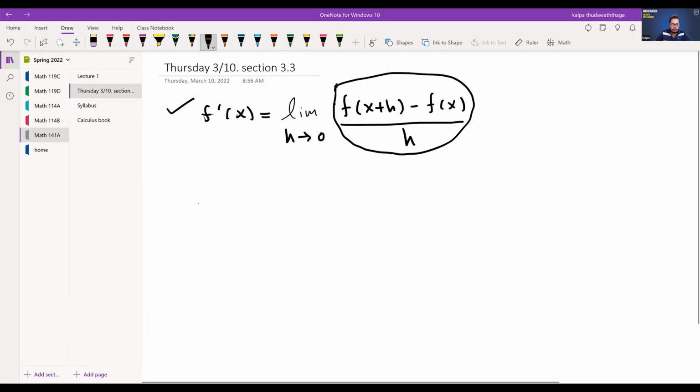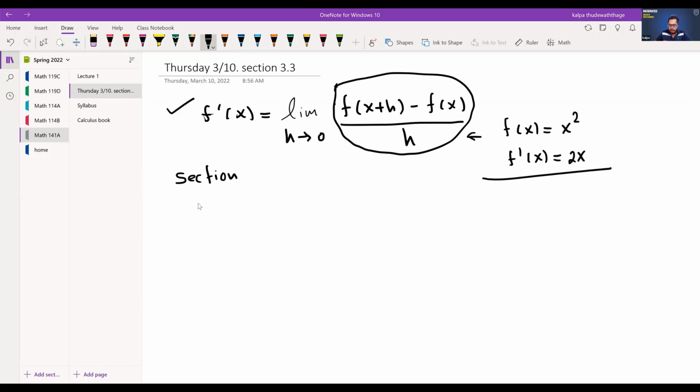That's what we learned first, and then we started section 3.3. Here we discussed how to get the derivative of x to the power 2, which, you can remember, is 2x. We also discussed when f(x) equals the square root of x, you found the derivative as 1 over 2 square root of x.